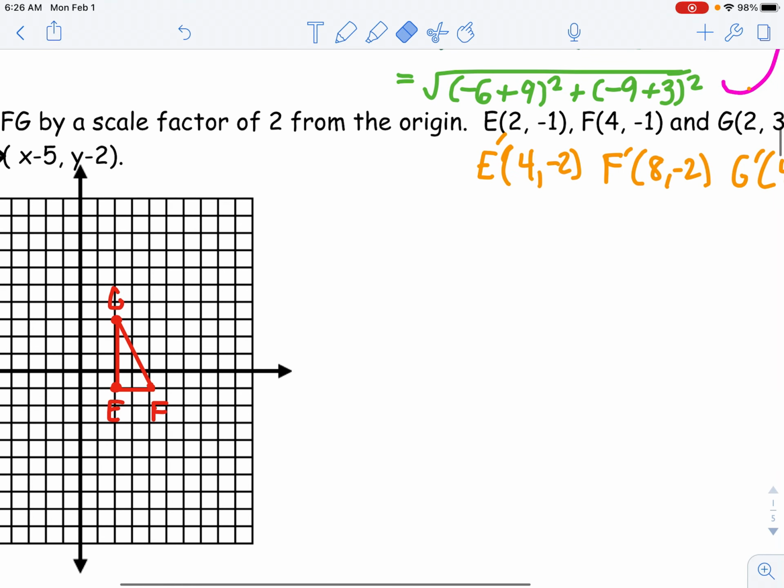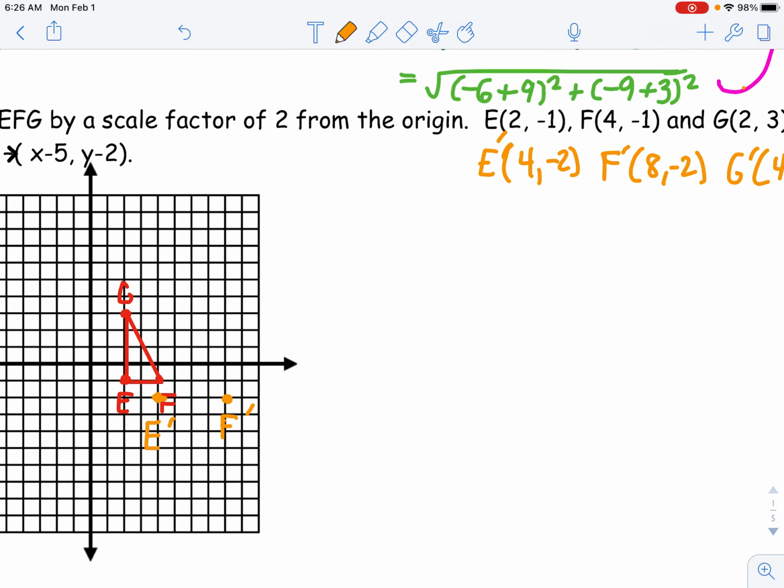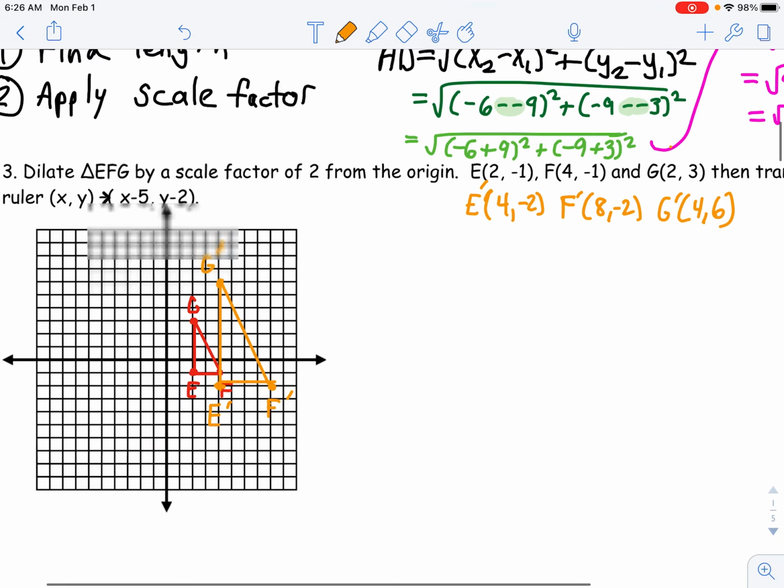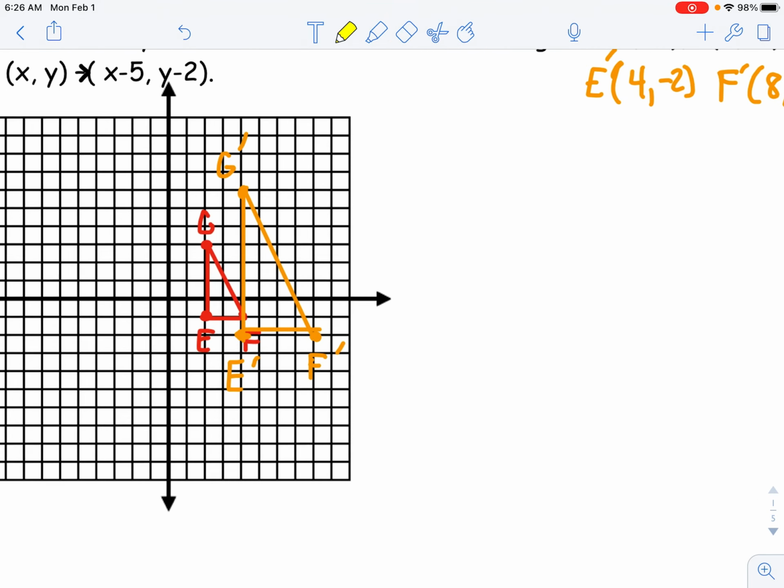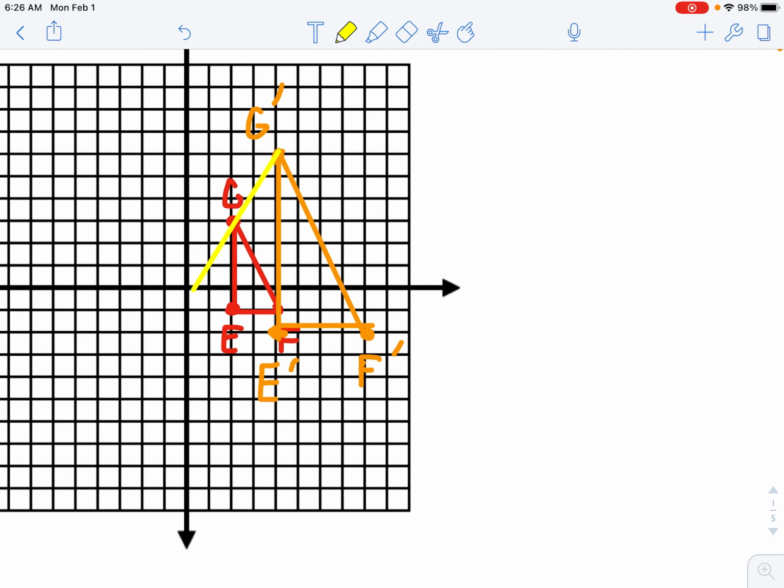so let's see, 4, -2. F is 8, -2. And G prime is at 4, 6. And something I always like to do, just find satisfying, is I like to draw these lines that emphasize that we dilated from the origin.